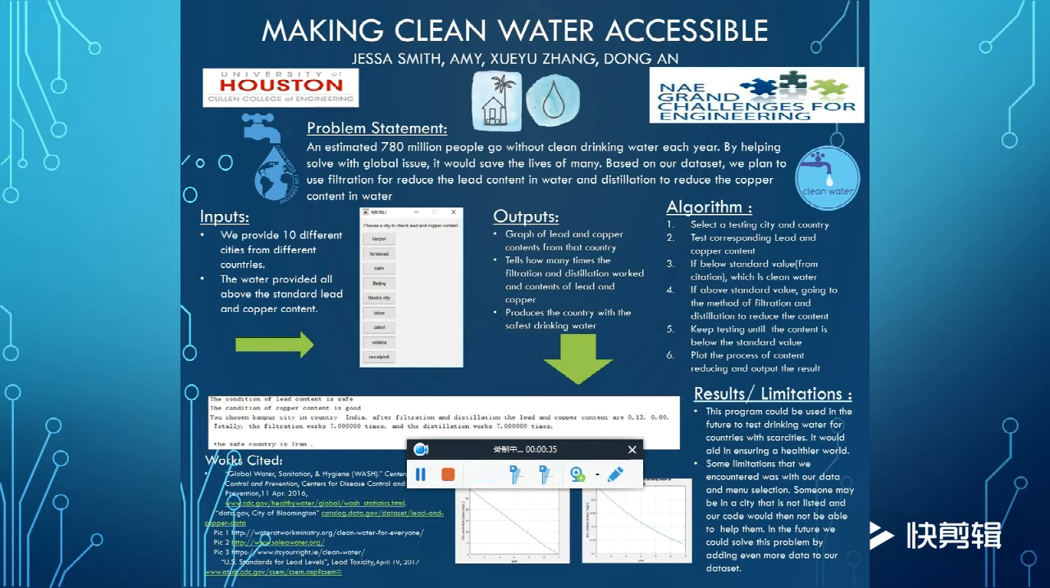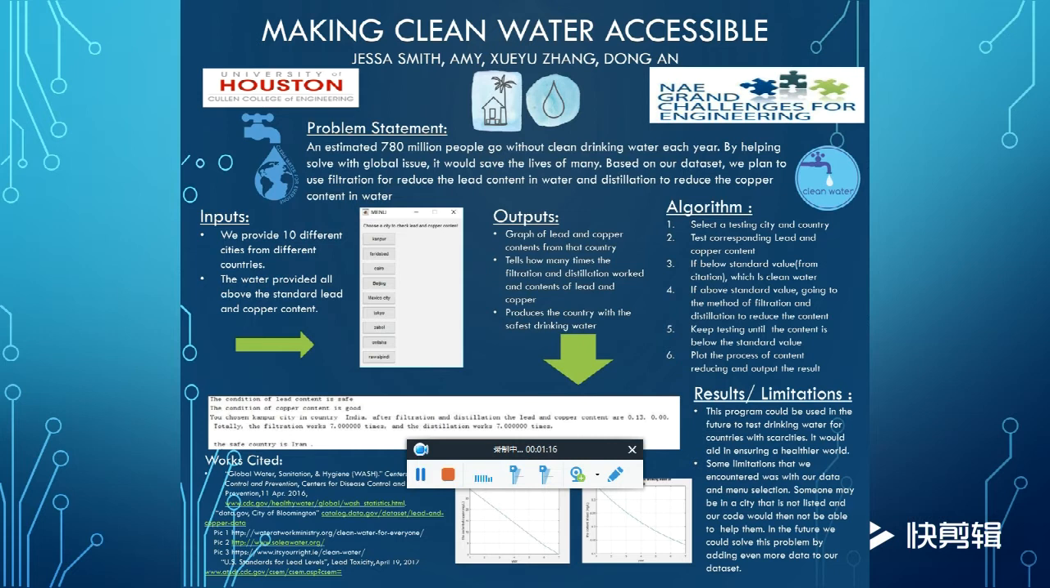suitable to drink. So for the algorithm, the first step we need to do is to declare variables used in our code. And then we could load our dataset for lead and copper in 2007. Now for step 3, we should ask the user to input the level of the copper and the lead. After that, we could check if the input water contains copper and lead. And then we should judge if the copper and lead levels are still higher than the standard or not.